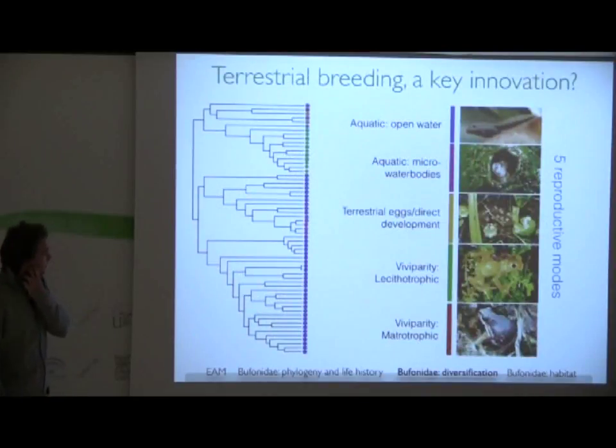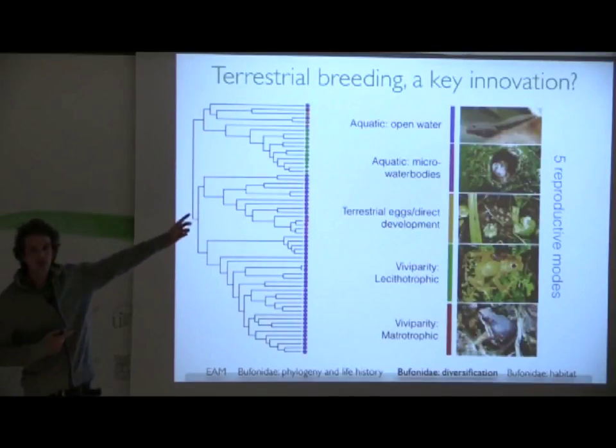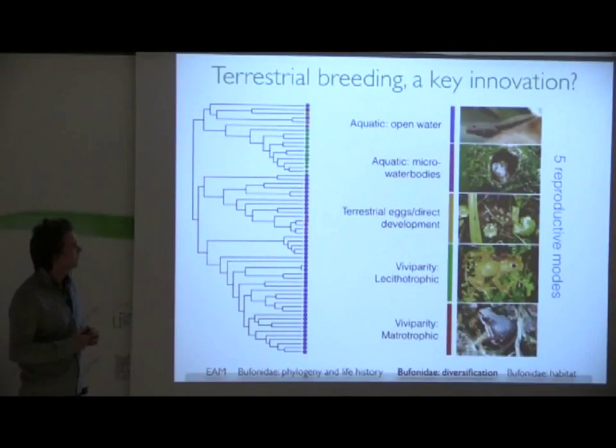To do that, similarly to the Eastern Arc Mountain project, we devised categorical reproductive modes. So here we have 5 reproductive modes, 2 different forms of aquatic reproduction, just open water breeders, the standard tadpole.